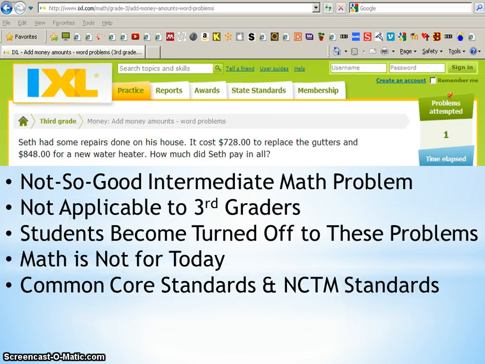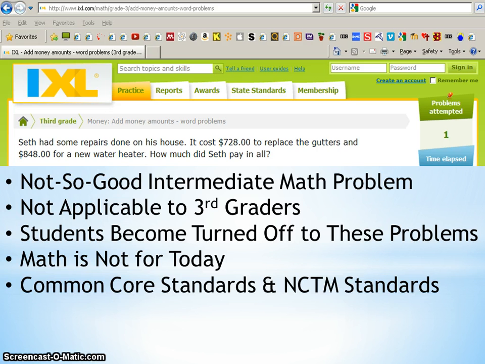This is an example of a not so good intermediate math problem. The reason why it falls in this category is because it provides a problem that is not applicable to a third grader. Problems such as this one are really the reason why so many students are turned off towards math, because they feel that it is not for them right now. Presenting a problem that deals with house repairs and replacing gutters, this is something that third graders really don't even care about, really don't even think about.